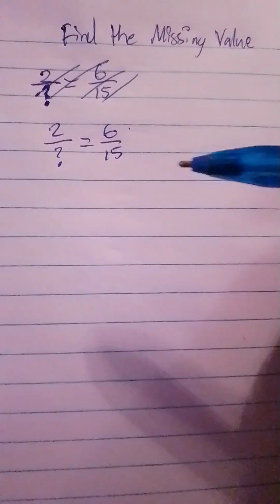Alright, let's find the missing value in these equivalent fractions. I have 2 over question mark equals 6 over 15. So these fractions are actually equivalent. We just need to find the missing value.